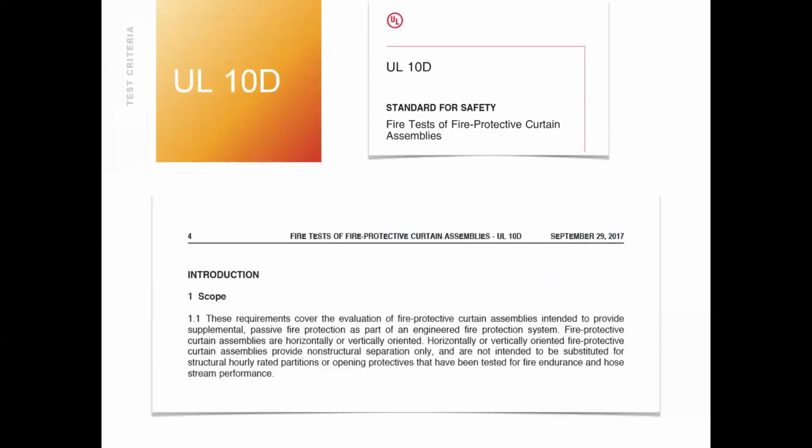So going back to the scope under UL10D, this is the same slide that we saw. It's to be provided for in non-structural separations exclusively. That's the only time this UL10D is going to be applicable. But also, it's not to be substituted for structurally hourly rated partitions or opening protectives that have been tested for fire endurance and hose stream. What did I say that hose stream test was for? Did anyone pick up on that? Did I say it enough times?